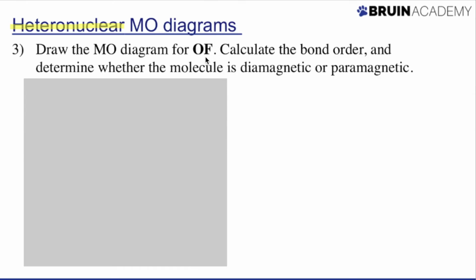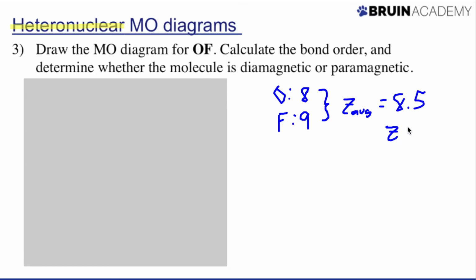So the first thing you would do is the same first step you would always do, which is to calculate the Z. And here the elements are different, so you need to calculate the average Z. So for oxygen, the atomic number is 8. For fluorine, the atomic number is 9. The Z average is the mean of these two numbers, which is 8.5. That is greater than or equal to 8, so we use the second version.